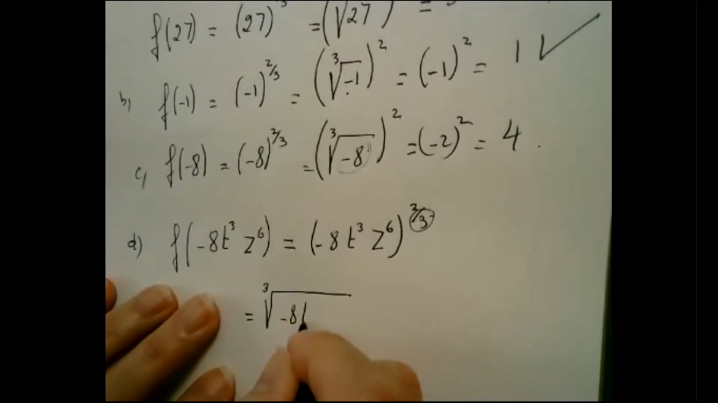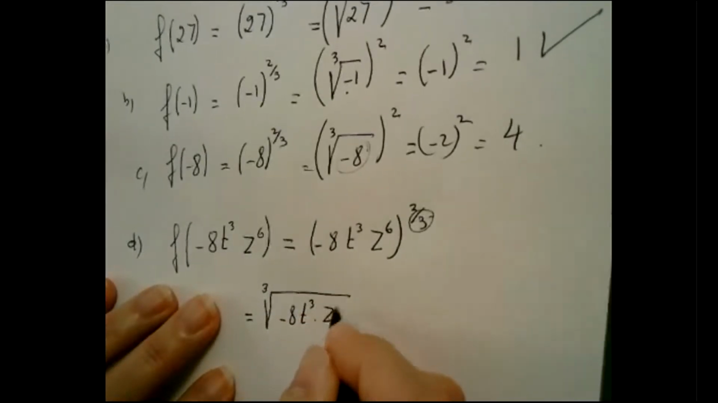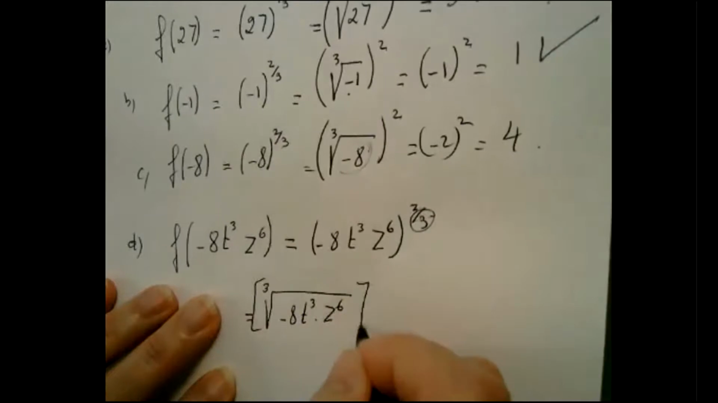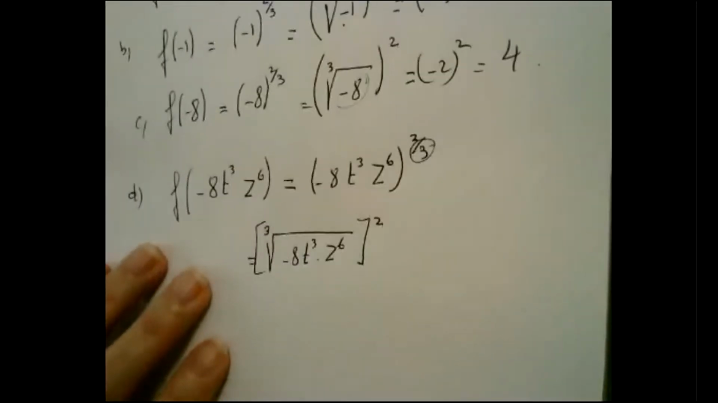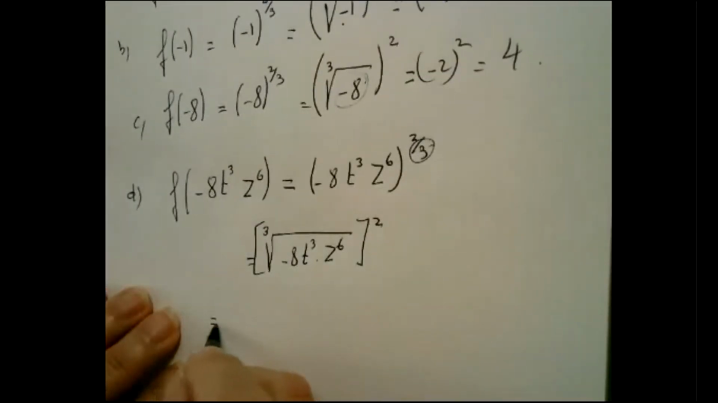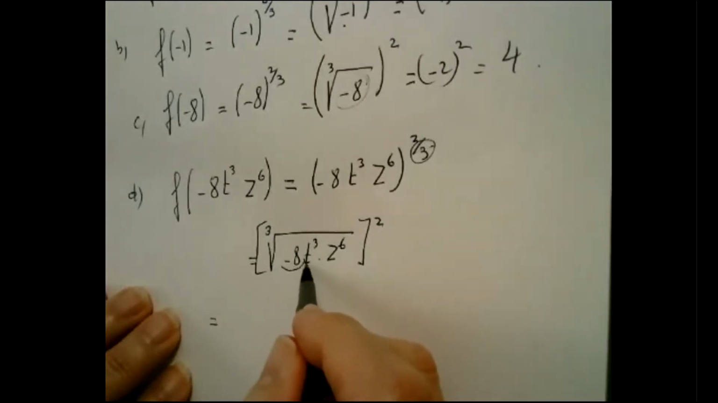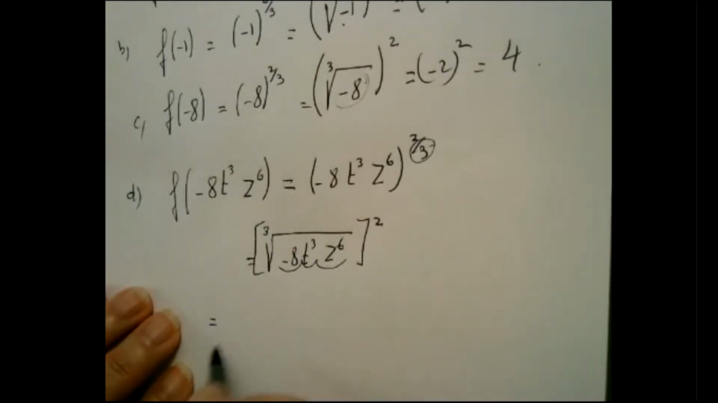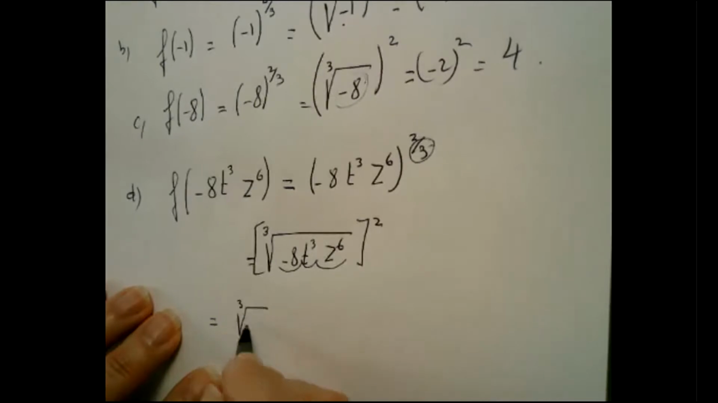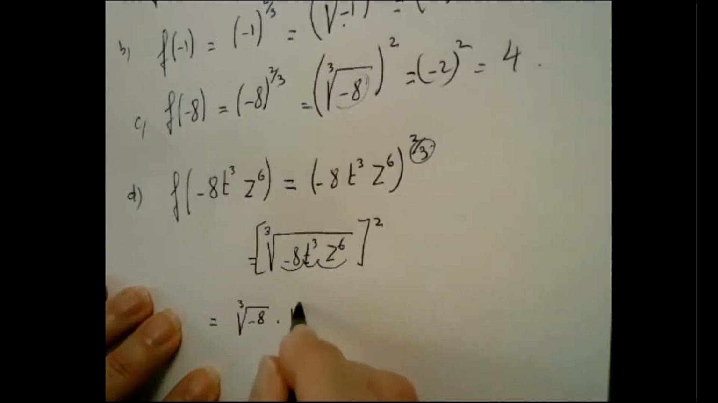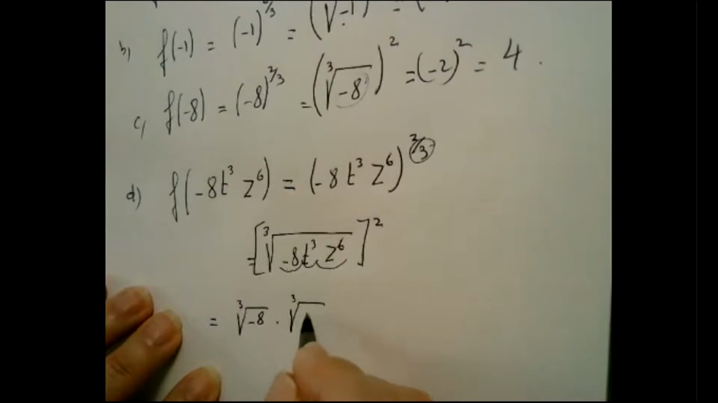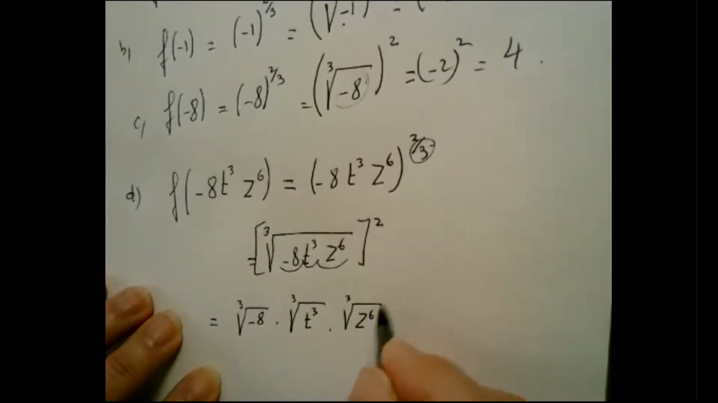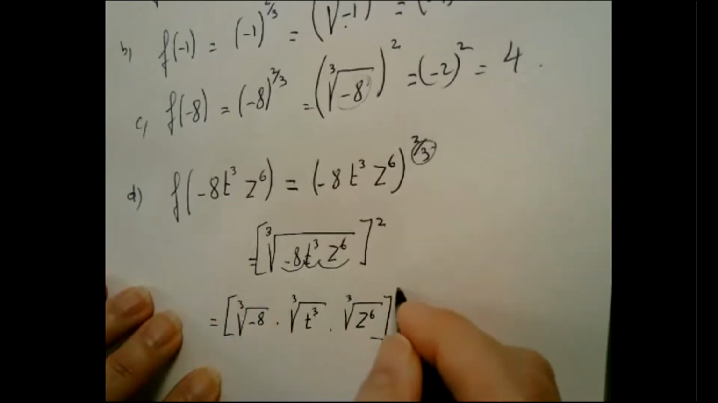The cubic root of -8 t to the power 3 z to the 6, the whole thing squared. Right? And now let's do that. As I said a minute ago, because it's a product under the root, we can split, meaning that's the cubic root of -8 times the cubic root of that times the cubic root of this, but the whole thing is to the power 2.